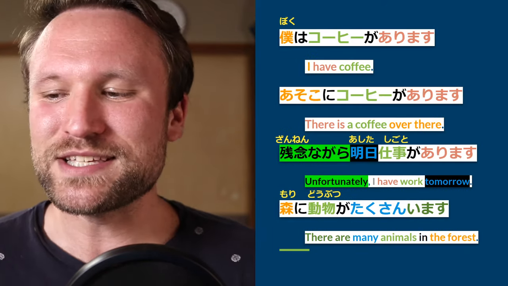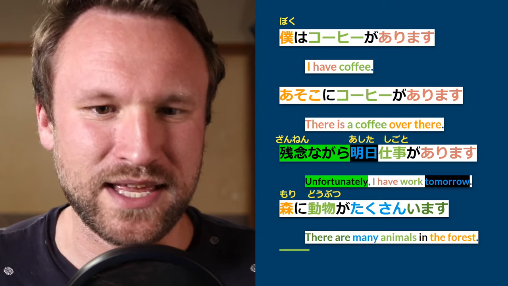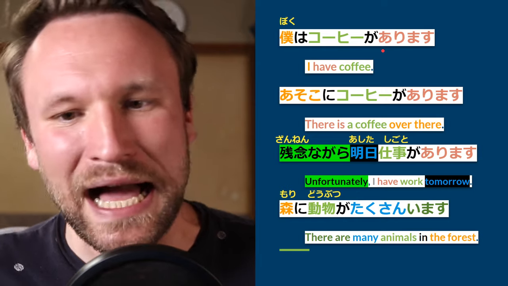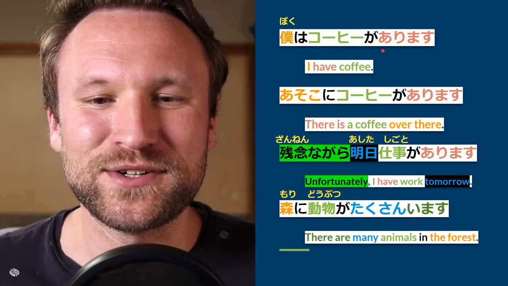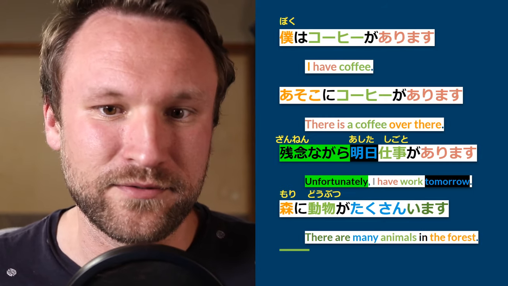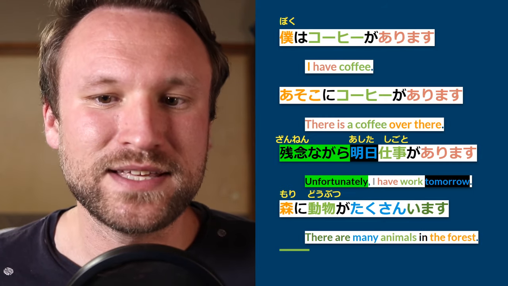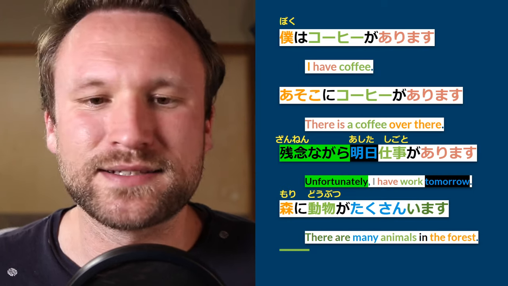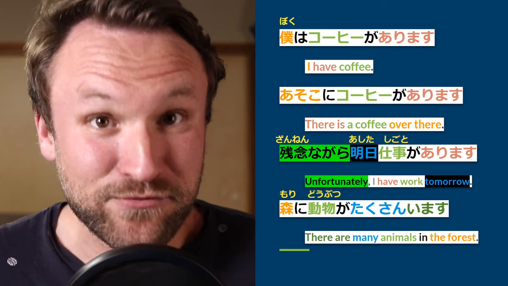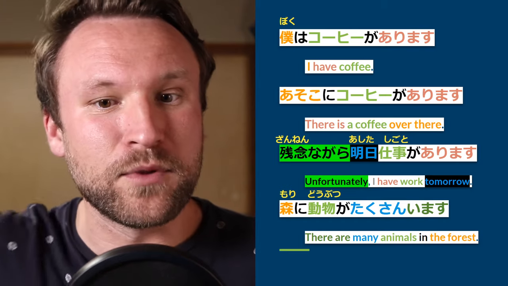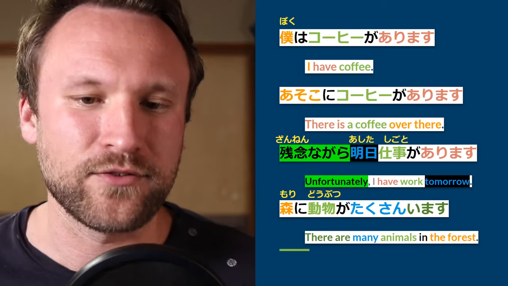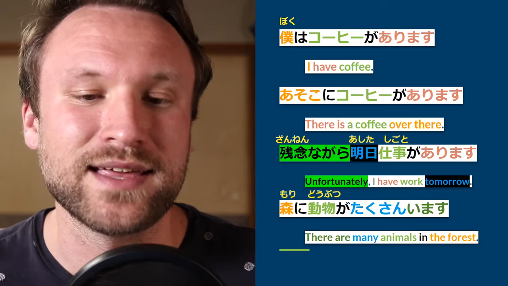All right. So let's jump into some slightly more difficult sentences. We have 僕はコーヒーがあります. That's not actually more difficult. It's literally just the first sentence from the last section, but with the 僕は added. So someone asks everyone in the room, what do you guys have to drink? And I'd be like, 僕はコーヒーがあります. So I have coffee. I need to emphasize the I in that situation, yeah?